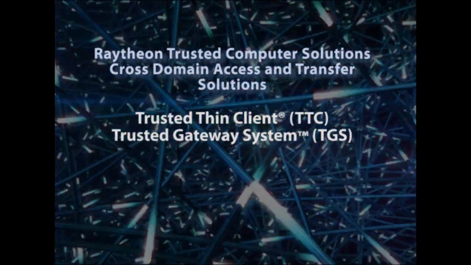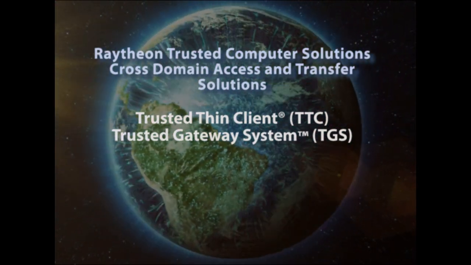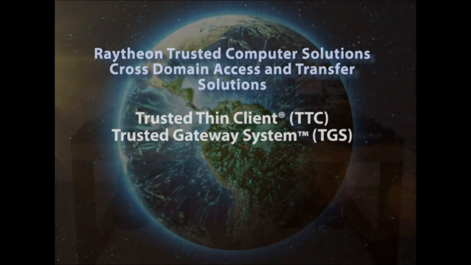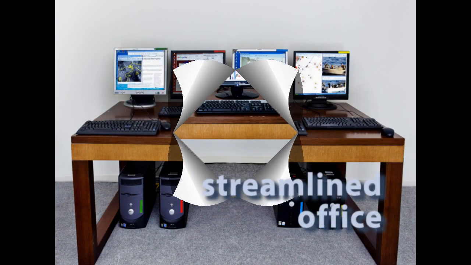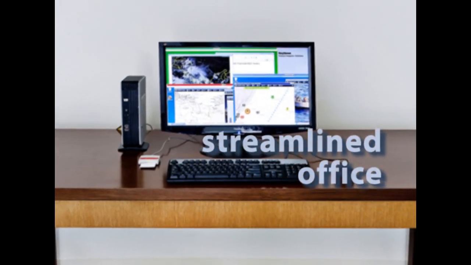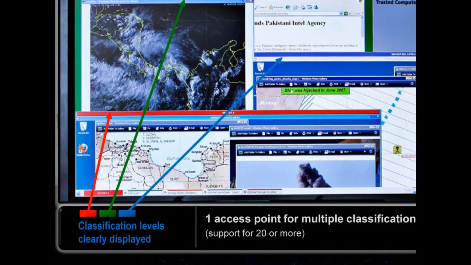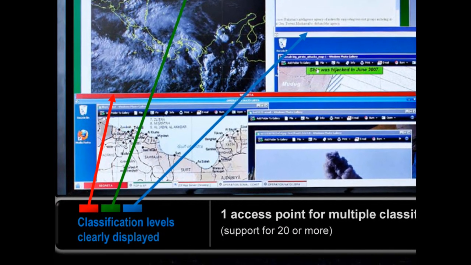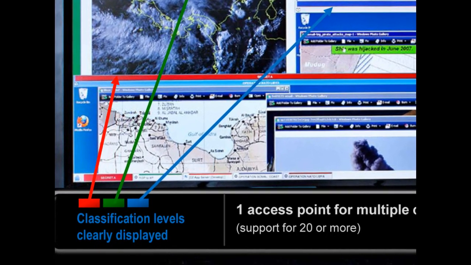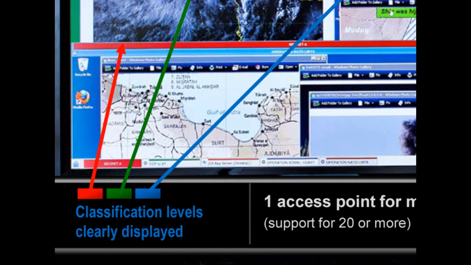Last year, ADT deployed Trusted Thin Client and Trusted Gateway System from Raytheon Trusted Computer Solutions. Now, Oliver comes into a streamlined office with a thin client device, one monitor, keyboard and mouse. TTC allows Oliver to simultaneously access multiple secured networks at different classification and sensitivity levels from a single monitor. Each network is accessible via a separate window, and Oliver can easily move from one network to another, while still accessing his email, chat, printing, and high-end graphics.